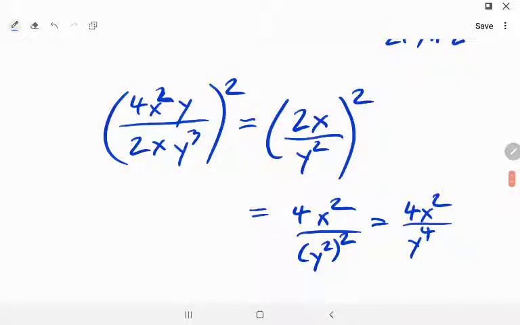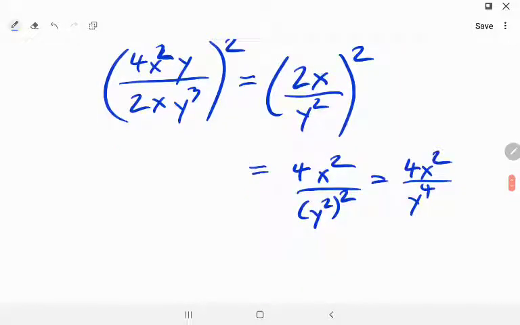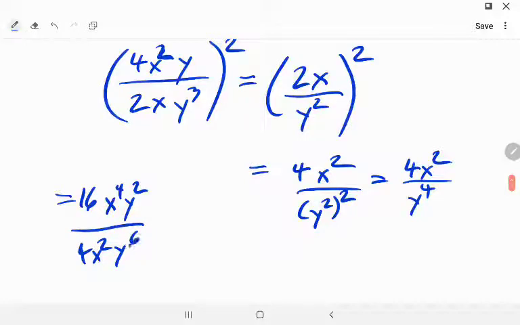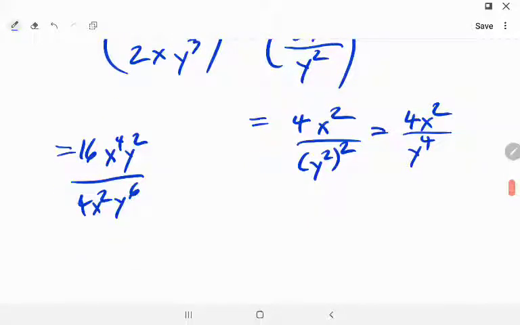And we notice it's always easier to simplify first if we can. Our alternative would have been to write that as 16 x to the 4th y squared divided by 4x squared y to the 6th, which gives us much bigger numbers. It still simplifies to the same thing, 4x squared divided by y to the 4th, but it makes more work for us. So we like to avoid that if we can.